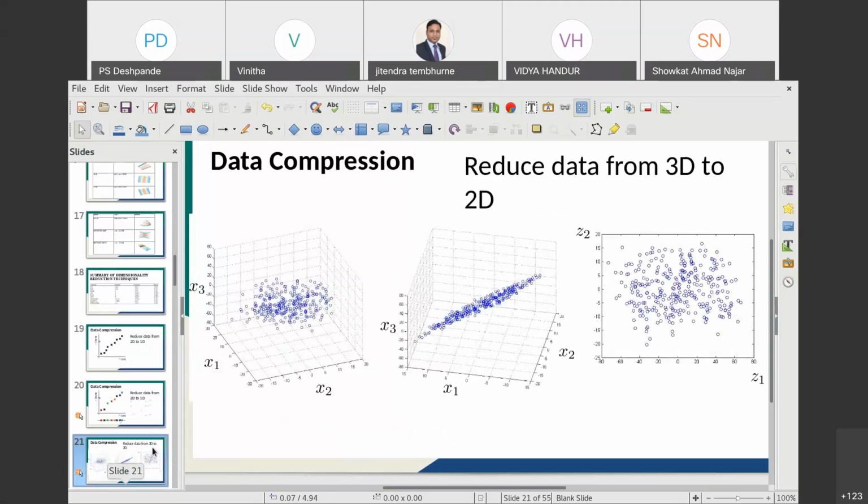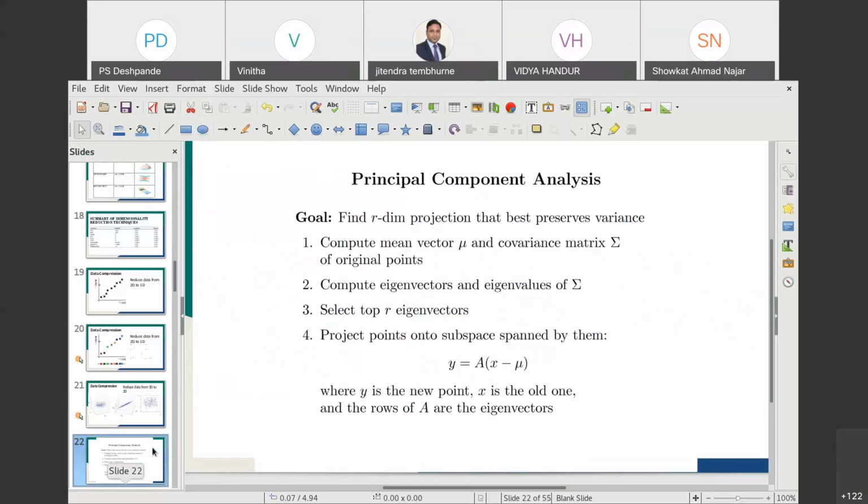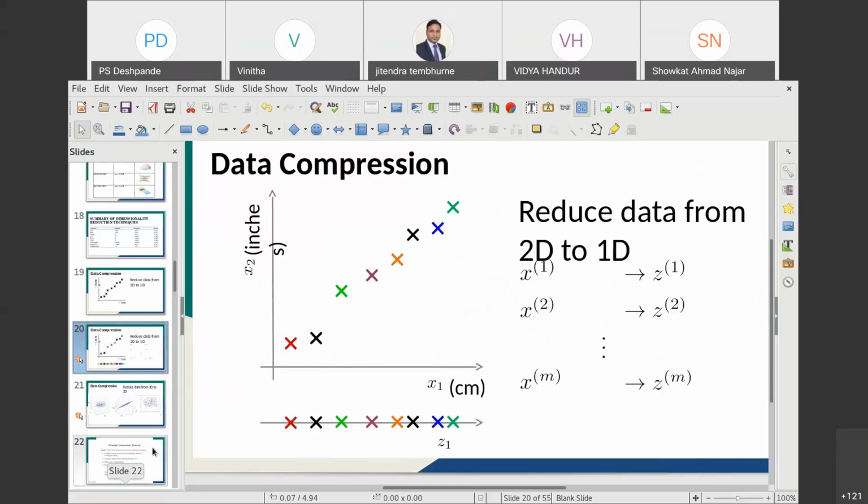Now again, this is your data reduction. The question is how you can make this transformation. Here the first diagonal D1 is called the first principal component, and the axis perpendicular to D1 is called the second principal component. So this data can be reduced to a single dimension by taking only the first principal component.